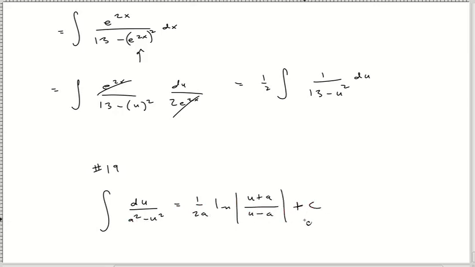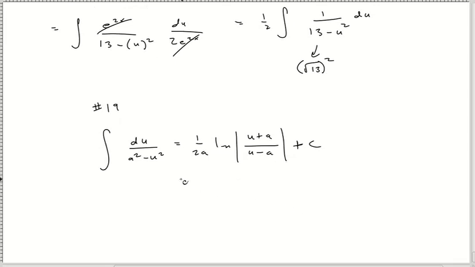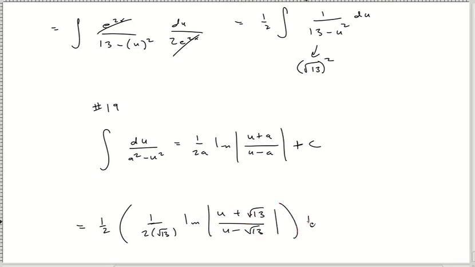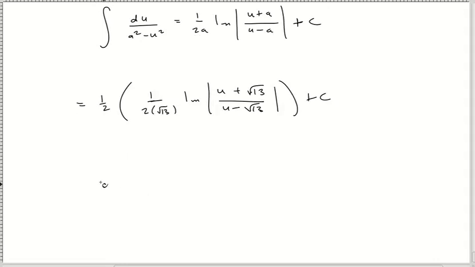So that's my formula. The reason why I chose it is because I have a minus and then a square. See? So this actually right here is the square root of 13 squared. So just keep that in mind as my a. All the rest I'd literally just plug in. So 1/2 stays in the front, and then I have a 1 over 2 times the square root of 13 ln of u plus the square root of 13, and then u minus the square root of 13. What was my u originally? Was e to the 2x.